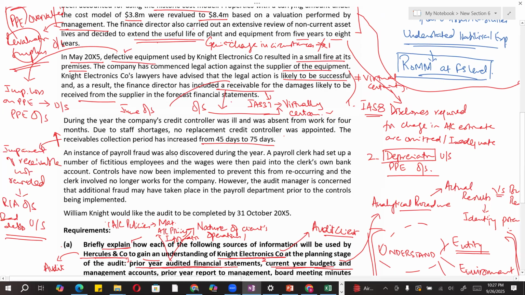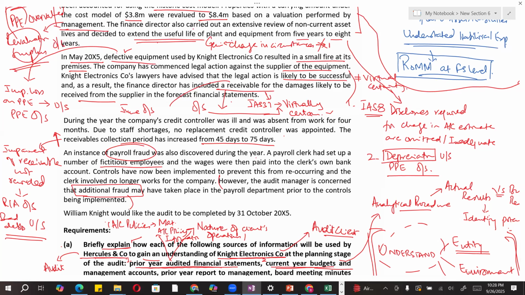An instance of payroll fraud was also discovered during the year. A payroll clerk had set up a number of fictitious employees, and the wages were then paid into the clerk's own bank account. Controls have now been implemented to prevent this from reoccurring, and the clerk involved no longer works for the company. However, the audit manager is concerned that additional fraud may have taken place in the payroll department prior to the controls being implemented. The examiner clearly mentioned that there could be additional fraud. Otherwise, you would have to anticipate it for yourself. You would have to judge it for yourself.